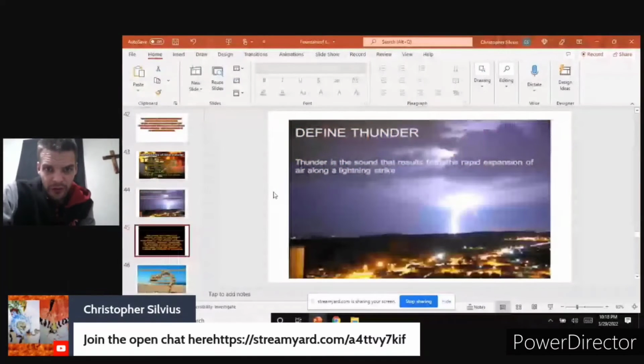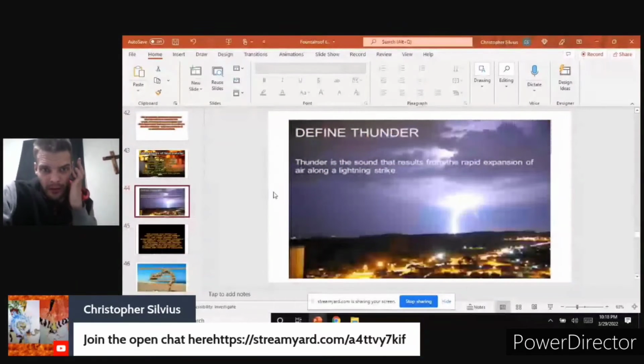Now, to explain this, thunder is a sound that results from the rapid expansion of air along a lightning strike. So that lightning strike is just a channel of superheated gas, and it expands the air, and that creates like a sonic boom because it goes faster than the speed of sound, and it also makes its own sound because it's expanding the air around it.